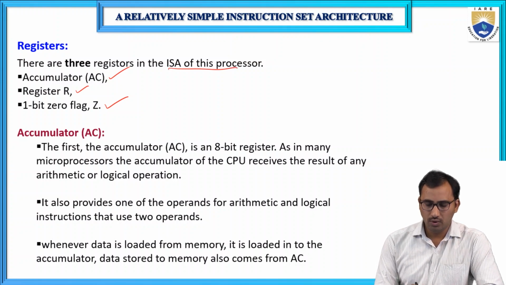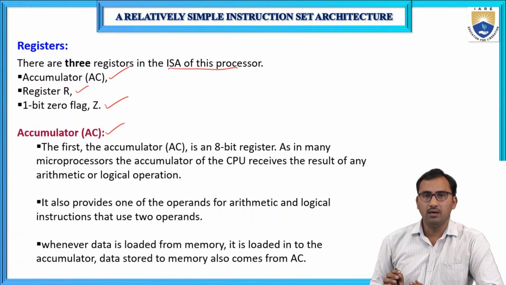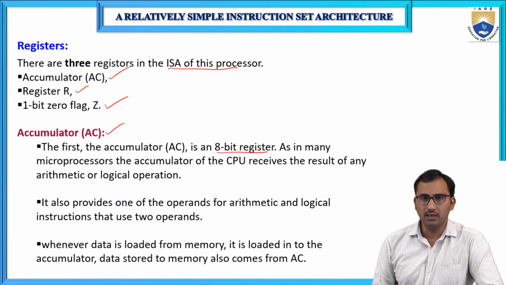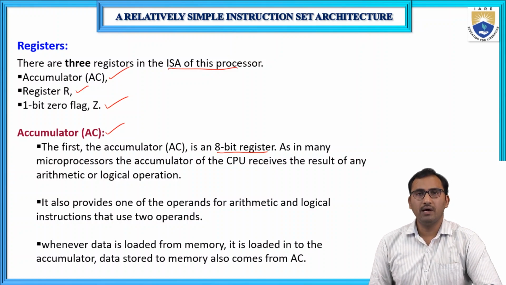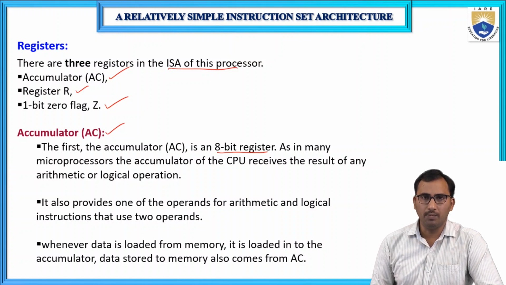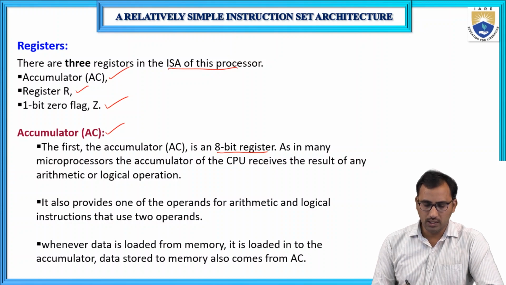So the accumulator is one of the important registers among the general purpose registers. It is a general purpose register, and the size of the register is 8-bit. That means this particular register can store 8 bits of information. As in many microprocessors, the accumulator of the CPU receives the result of any arithmetic or logical operation. So whenever you perform an arithmetic or logical operation, the result will automatically be stored in the accumulator.